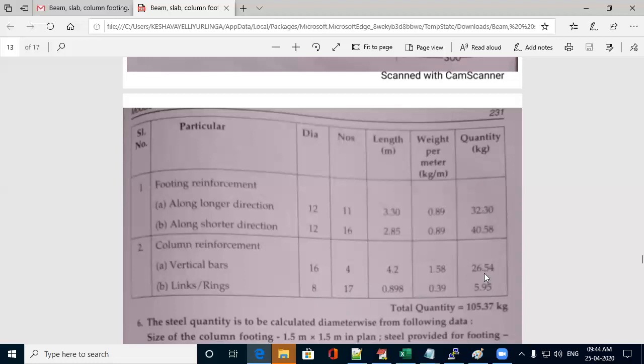To get the total quantity of steel required, add all the quantities in this column. You will get 105.37 kgs. So this is how you have to work out for the column footing. Whatever the dimensions given and reinforcement details, work accordingly.